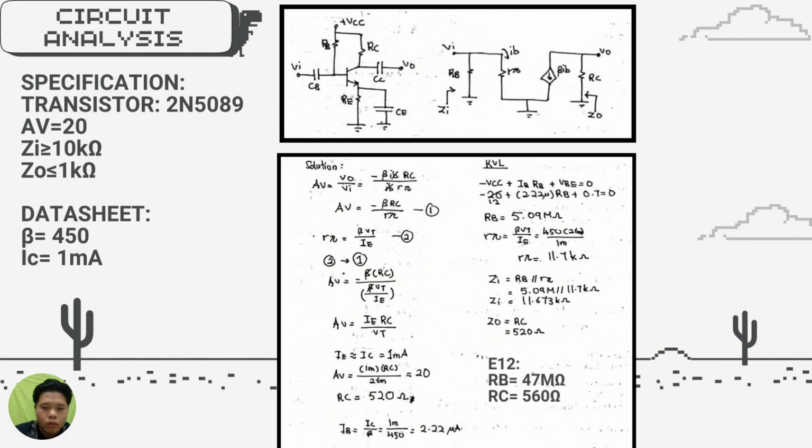For ZO, it is equal to RC, and RC is 520 ohm. It also meets the specification because ZO needs to be less than 1 kilo ohm. For the E12 standard, we get RB equal to 47 mega ohms and RC is 560 ohms. Okay, that's all for the circuit analysis.